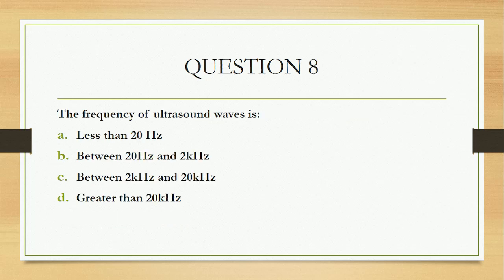Our next question is, the frequency of ultrasound waves is option A less than 20 Hz, option B between 20 Hz and 2 kHz, option C between 2 kHz and 20 kHz, या फिर option D greater than 20 kHz. And the correct option is option D, that is greater than 20 kHz.